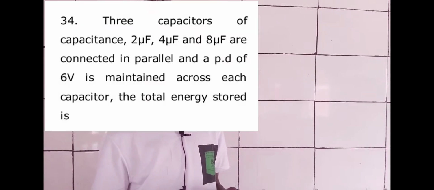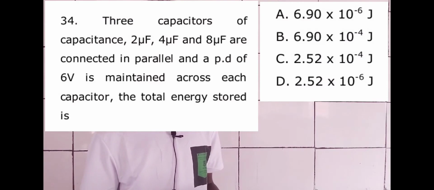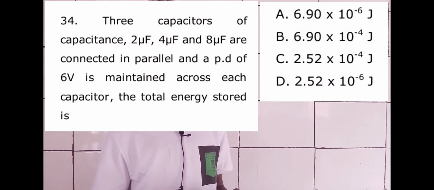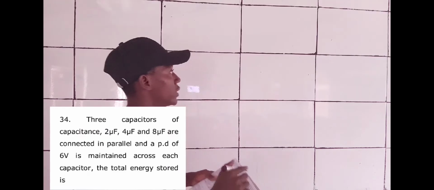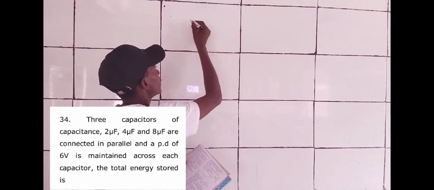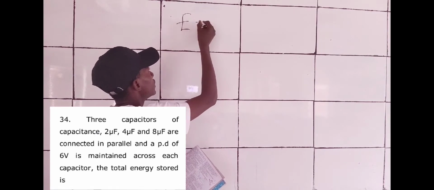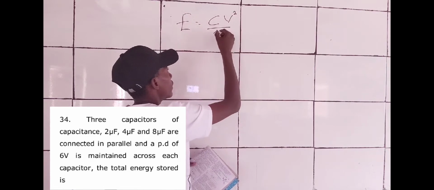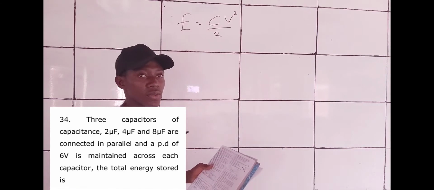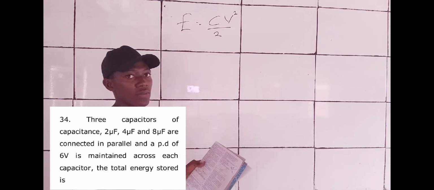Question number 34. Three capacitors of capacitance 2 microfarad, 4 microfarad and 8 microfarad are connected in parallel, and a potential difference of 6 volts is maintained across each capacitor. The total energy stored is, now the total energy stored in capacitors E is given as CV squared all over 2. Now these three capacitors are given to us in this question.